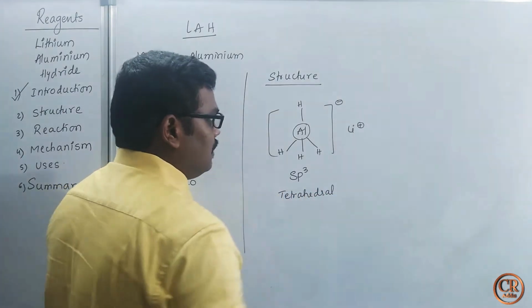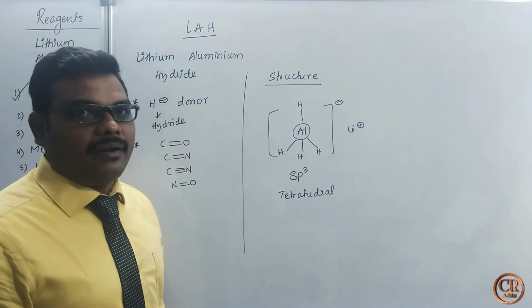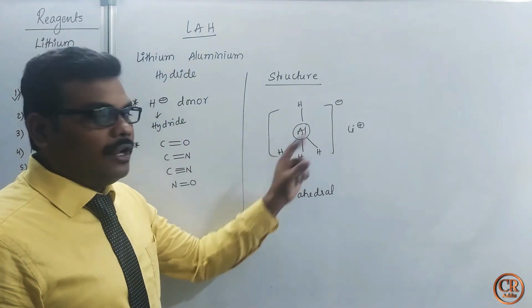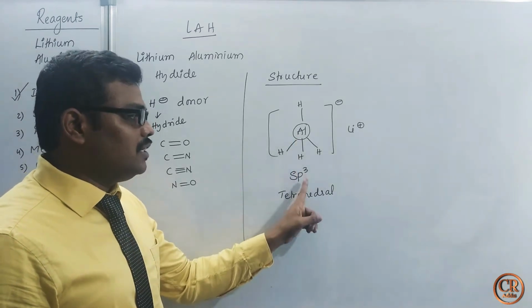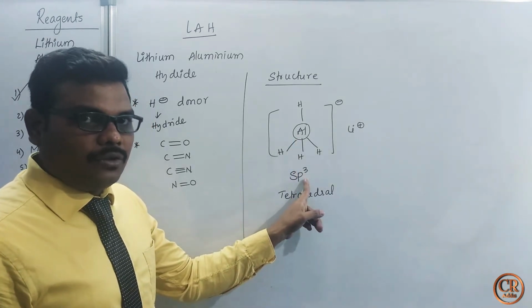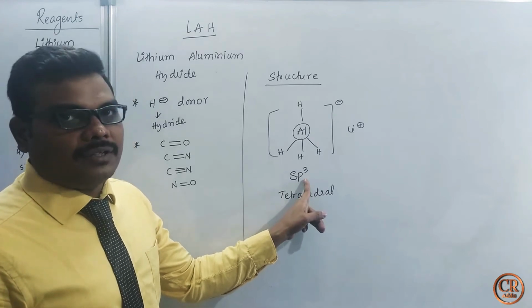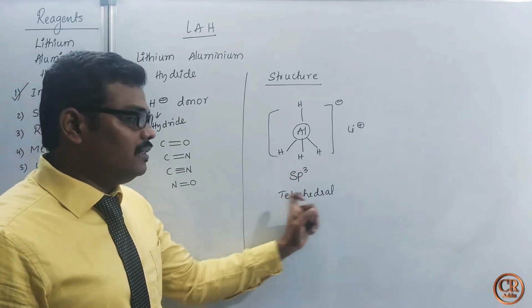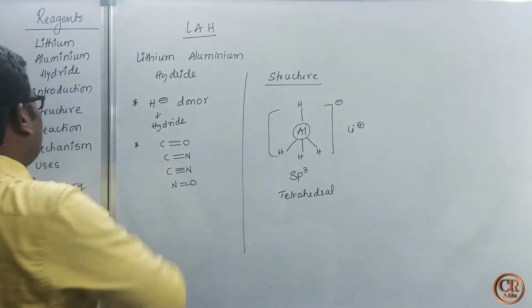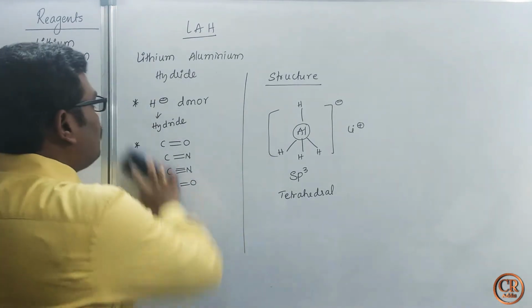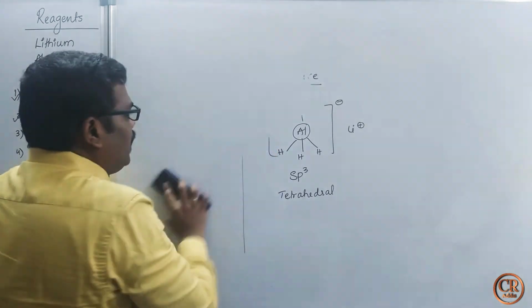So here in the structure of lithium aluminum hydride, around the aluminum 4 sigma bonds are there. So that's why hybridization is sp3. There is no lone pair. All bond pairs are present. That's why it is tetrahedral. Now we take the reaction, mainly with the carbonyl compounds.